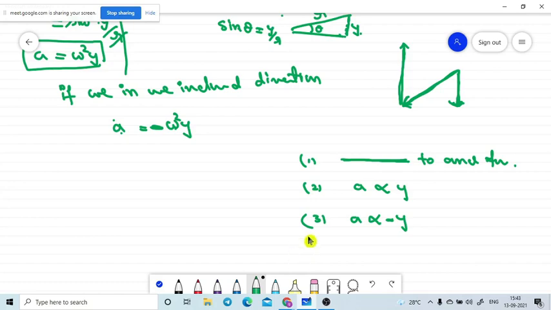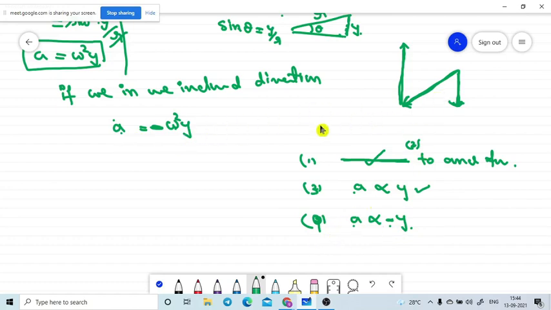of the particle. So the first condition is that it should be in a straight line path. The second condition is that it must be to and fro motion about its mean position. The third condition is that the acceleration is directly proportional to the displacement of the particle. The fourth condition is that the direction of the acceleration is always opposite to the direction of the displacement of the particle. Will you please look at this one?